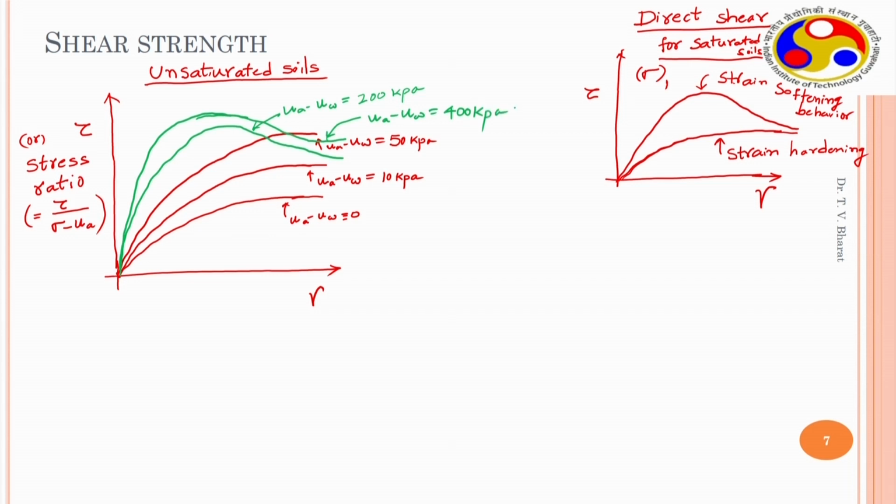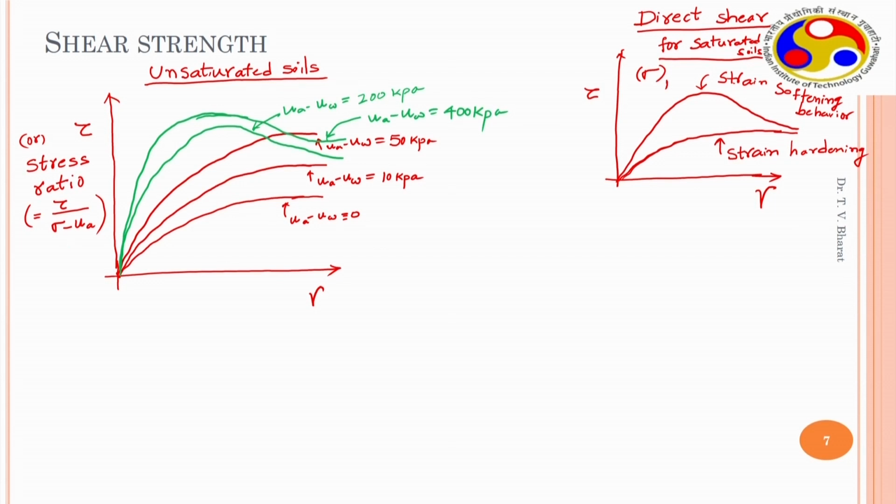So, this is the interesting trend you get when the suction controlled shear tests are conducted on unsaturated soils. The stress ratio kept on increasing, so this could vary in the range of say 0.5, and this can go up to say 2.5 or so stress ratio value, and this can be around say 10% strain.